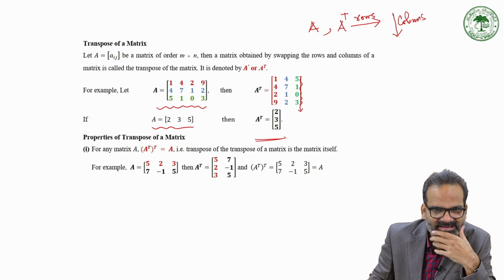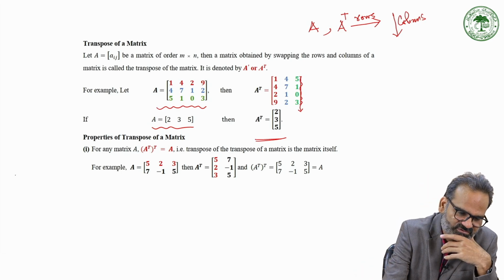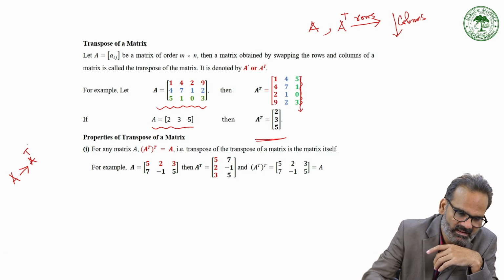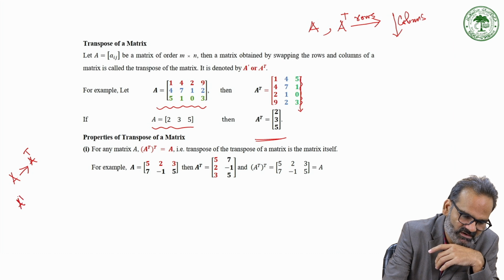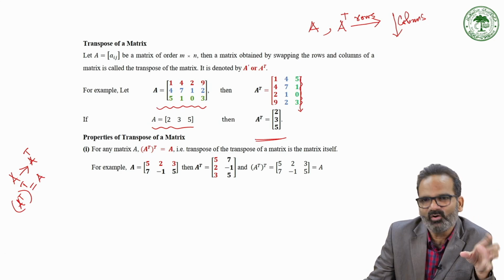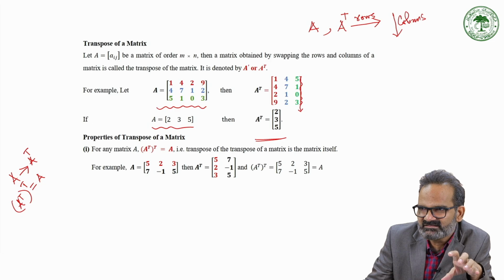Property 1 is what? (A^T)^T is equal to A itself. What does it mean? It shows that if A is a matrix and you get its transpose A^T by using the process of getting transpose, then you can again take its transpose of A^T, and you will get the matrix A itself. This is property 1. It means the transpose of the transpose of a matrix is the matrix itself. Clear? This is property 1.